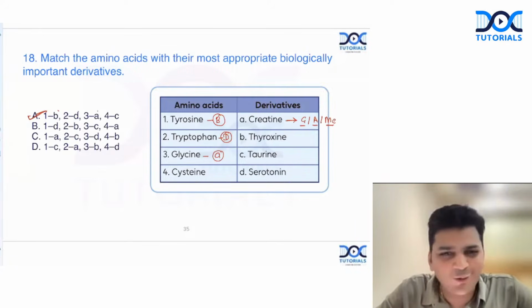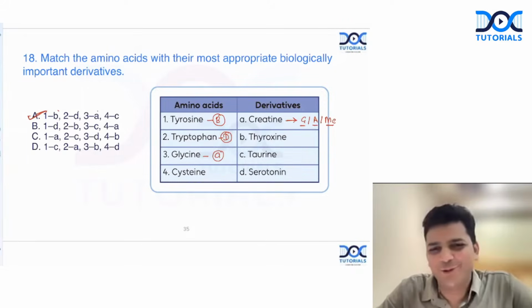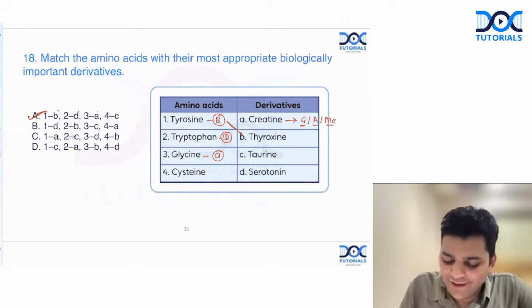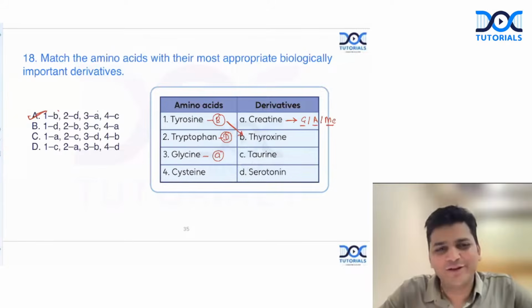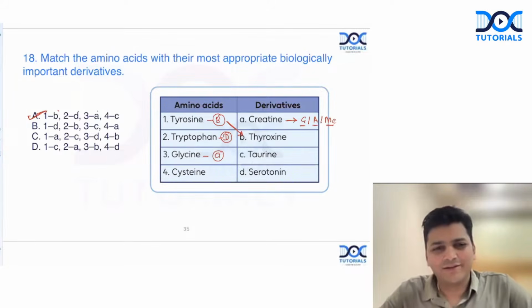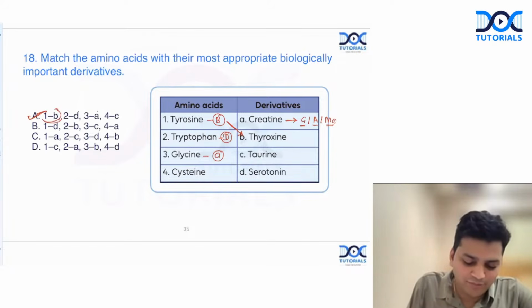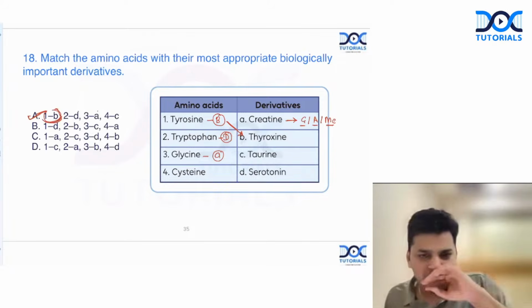Even if you were not knowing any of them, even just one, you were knowing that the thyroid hormone is made by tyrosine. Even if you were knowing only that, you would have got your answer, right? We don't have to do the others, because there is only one option that was showing 1B. There is no other option.